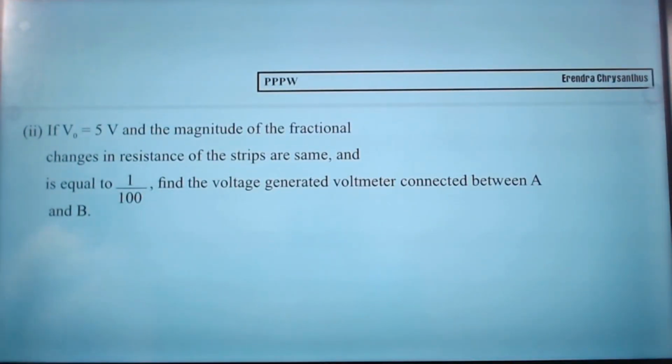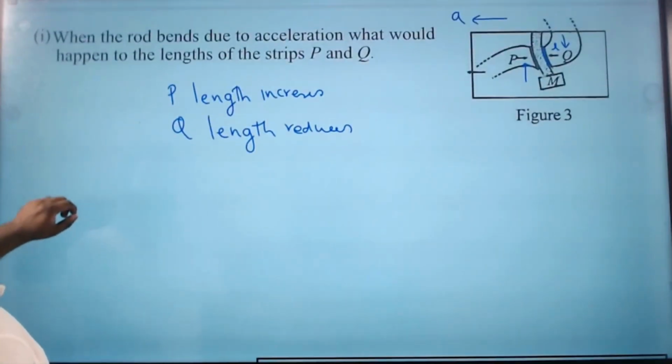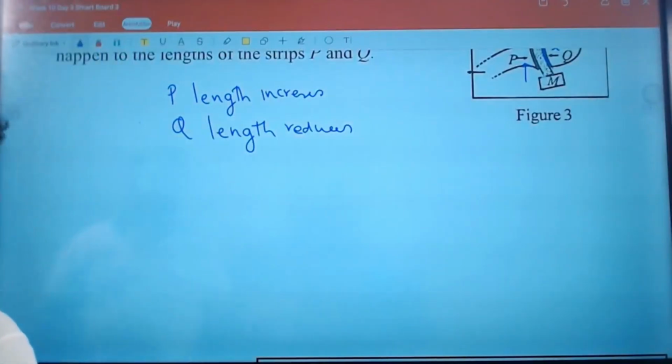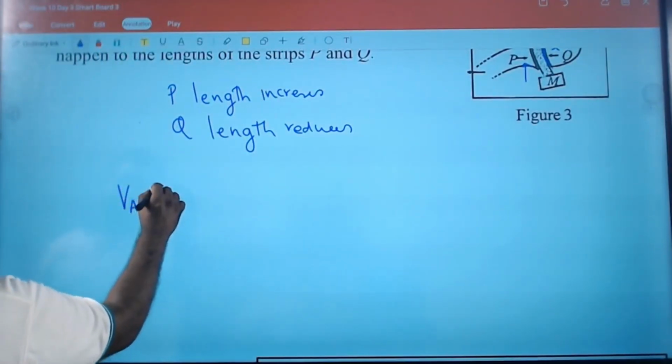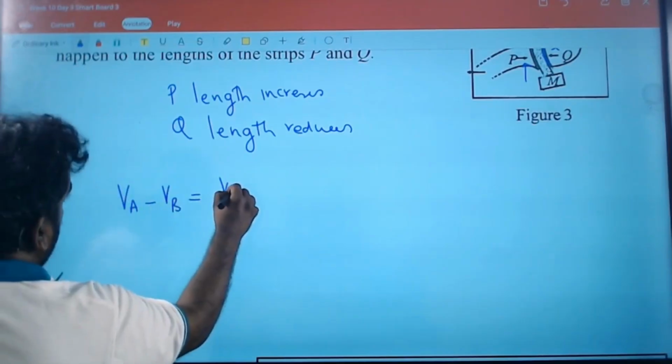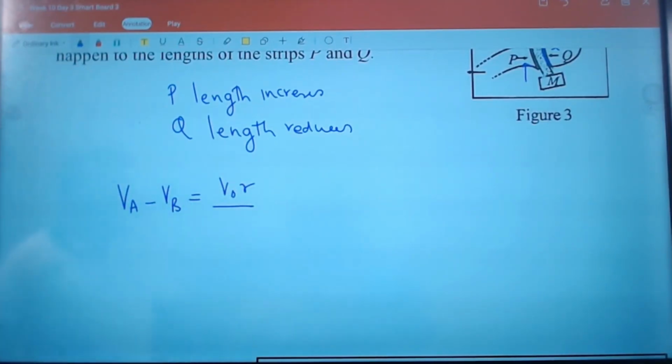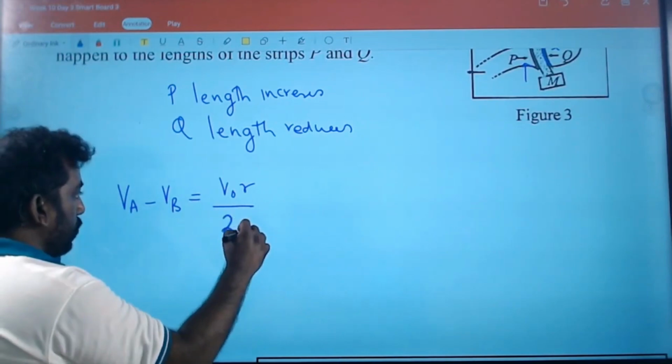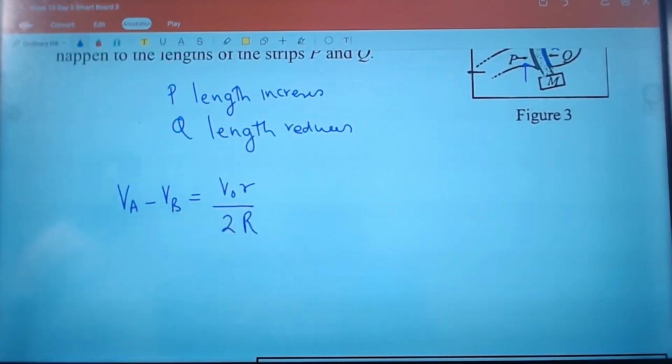If V naught equals 5, the magnitude of the fractional change in resistance is the same, equal to 1 over 100. Find the voltage generated between A and B. Look at this carefully, I'll do it. Voltage between A and B is V naught ΔR over 2 capital R.